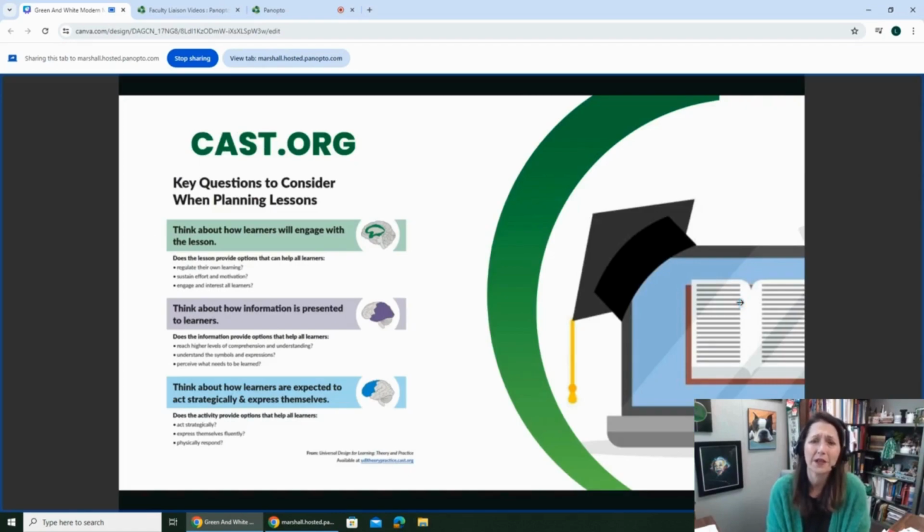All right, now there's a great organization out there called cast.org, and again, there are three really key tenets to UDL.